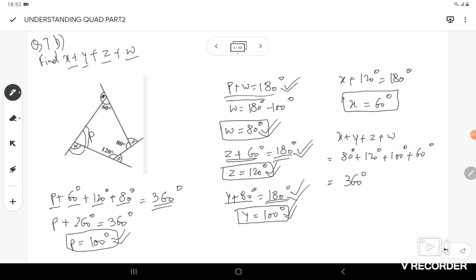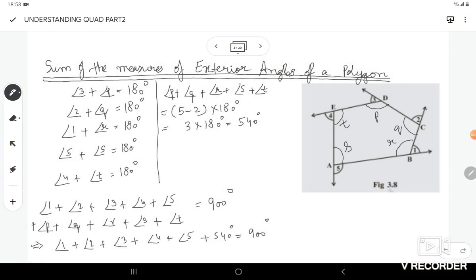Now using the same property of linear pair, x plus 120 degree is equal to 180 degree, and finally the value of x comes out to be equal to 60 degree. So x plus y plus z plus w comes out to be equal to 80 degree plus 120 degree plus 100 degree plus 60 degree, which finally comes out to be equal to 360 degree.